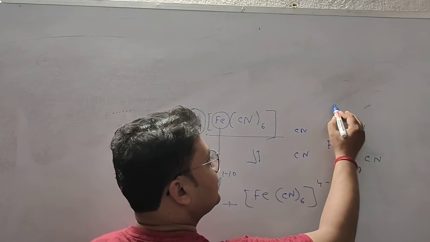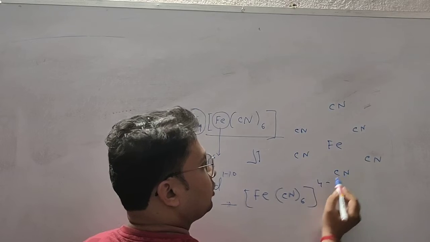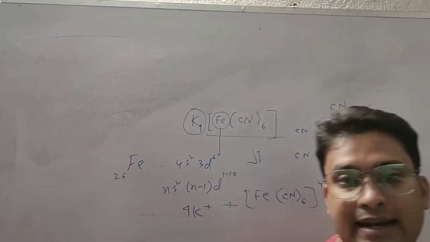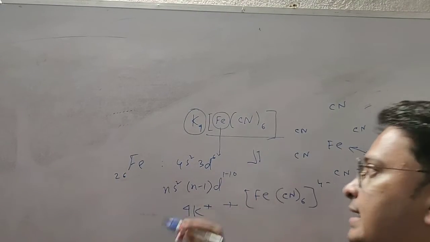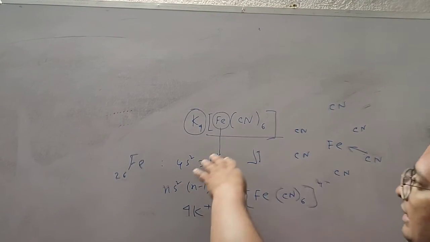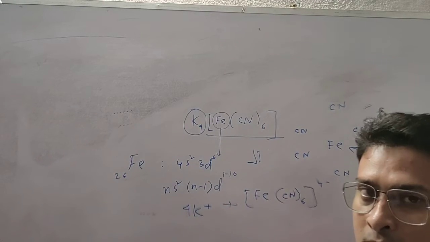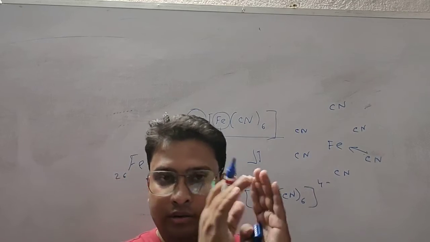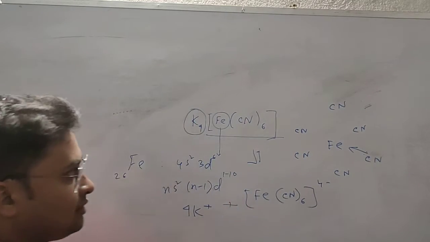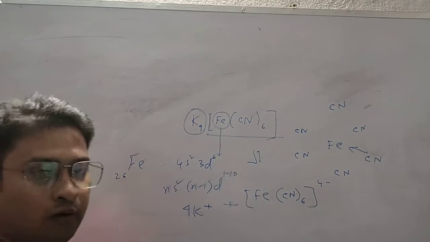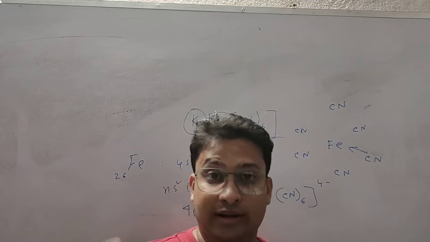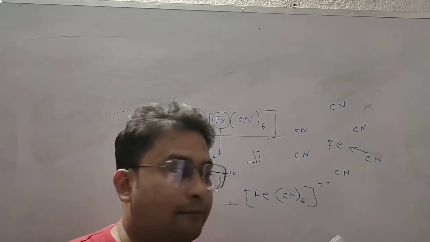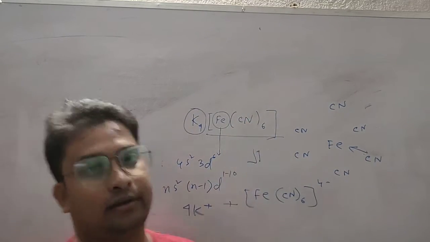So what is the role of the ligand? To donate electron or negative charge to the central metal atom, that is Fe here, and the ligands are CN here. So we can define various terms through this compound. One is, what is a ligand? Ligand means that which donates electron or negative charge to the central metal atom.